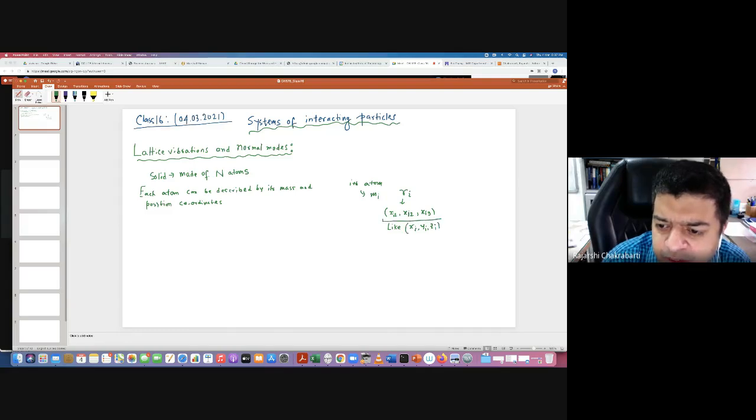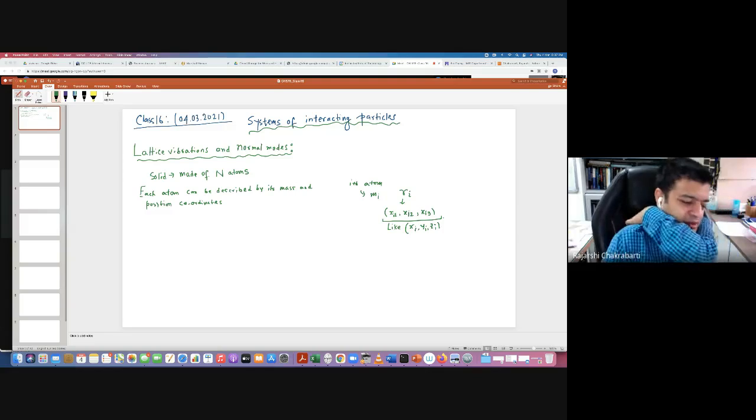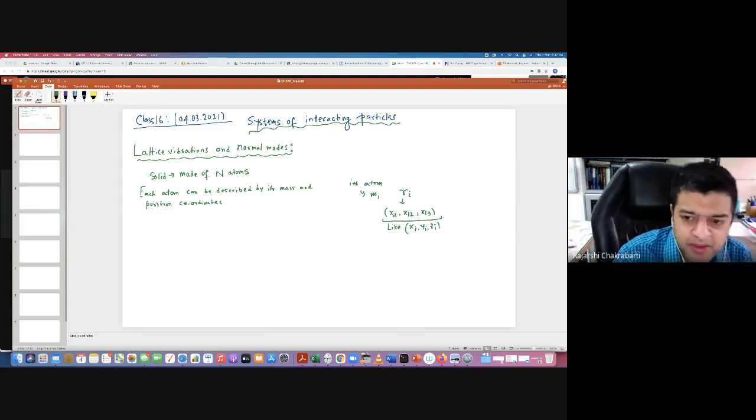Is this clear? Yes, sir. This is the notation I'm using. That doesn't matter, just because the book I took, they're using this notation.